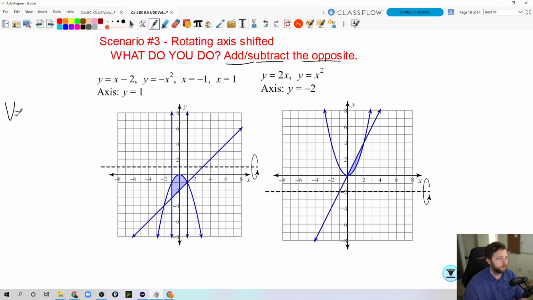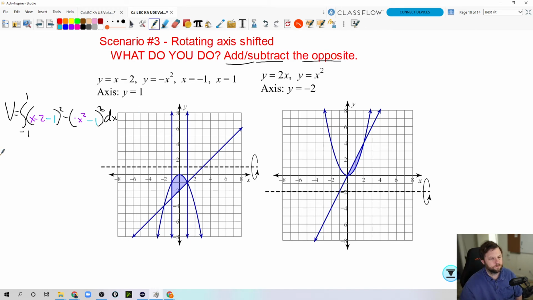So here's what I mean. My volume is going to be from -1 to 1 over here. And which is farther away from the axis? That line is farther away. So let me set this up, minus whatever squared. The line's farther away, so x minus 2 is farther away. And this is -x squared, right? But since our axis is shifted up 1, subtract 1. Done. I set up the equations. That's the way I think about this.